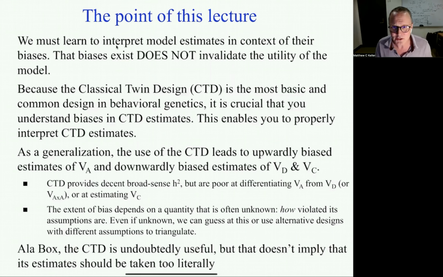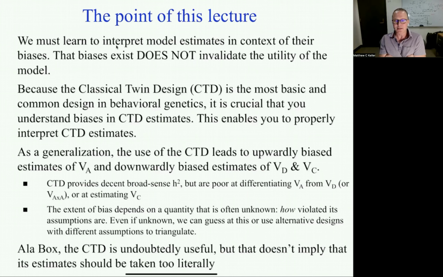And the point of this lecture is going to be that I'll argue that the CTD, the classical twin design, is useful despite the fact that it's biased. And it's important that we understand those biases to understand how to interpret estimates that come from the classical twin design. The fact that biases exist doesn't in any way invalidate the utility of the model. Because the CTD is the most basic and most common design in behavior genetics, it's crucial that you understand the biases in those estimates because it enables you to properly interpret them.